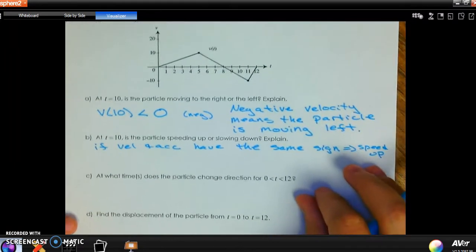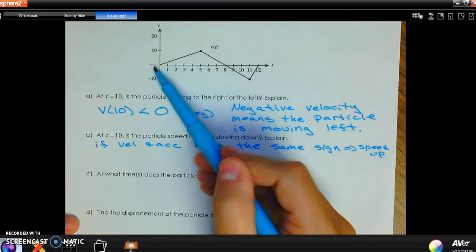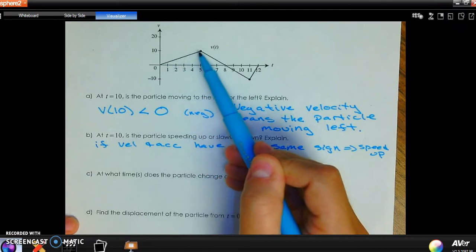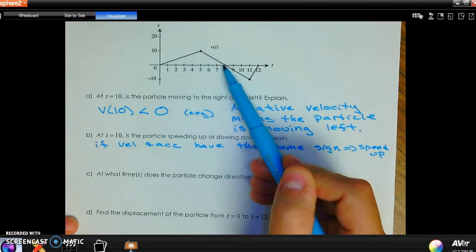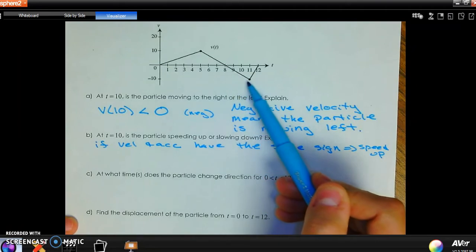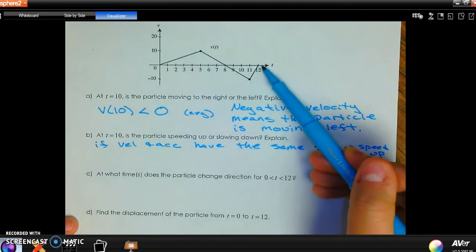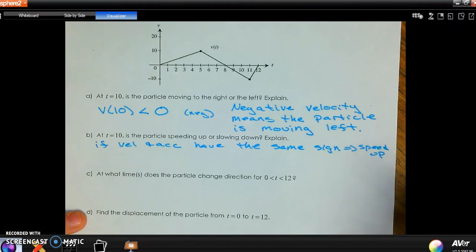Another way to think of it, looking at the graph, is whether you are approaching 0. Here you're getting further away from 0, so you're speeding up. Then you're getting closer to a velocity of 0, so you're slowing down. You're speeding up because you're getting further away from 0. Then you're slowing down as you get back to a velocity of 0 again.